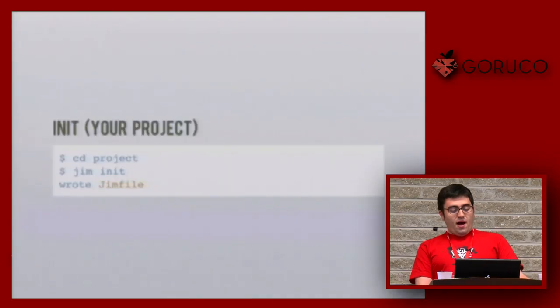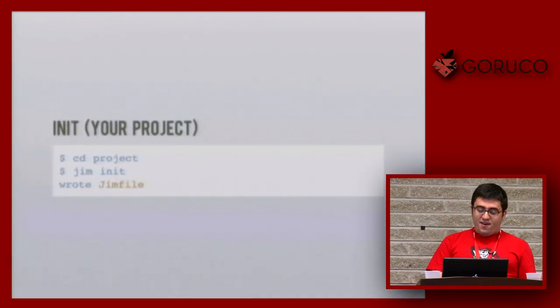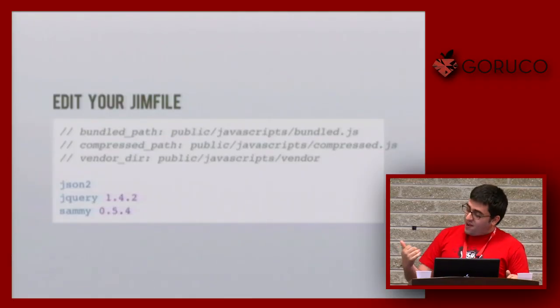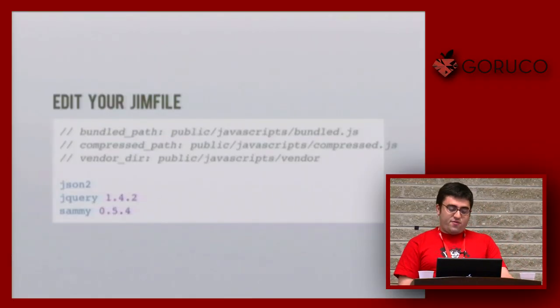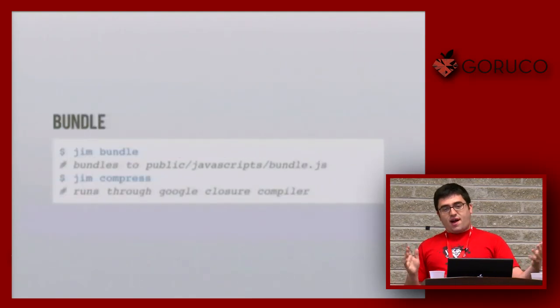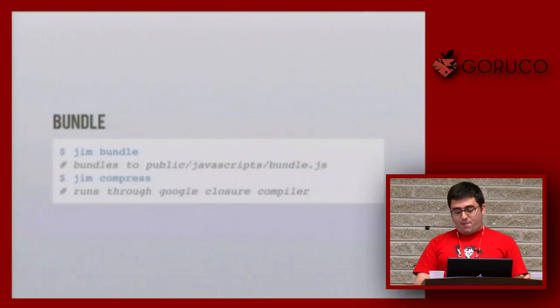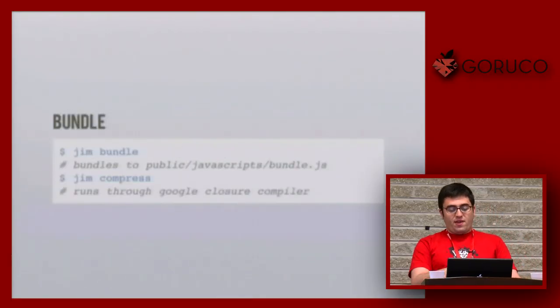Then you go into your project, you do gem init, and it writes a gem file. It looks kind of like a Gemfile, but it's not. You just specify your dependencies and their versions. Then you do gem bundle, and it bundles those like Sprockets into a single file, and you give it the path. Back here I gave it bundled path equals public JavaScript bundle, and it'll bundle it there.